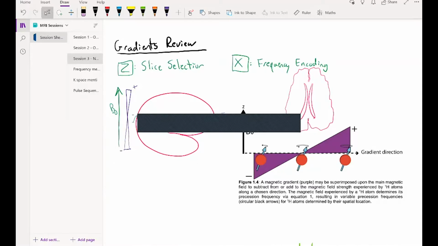What we want to do is modify the strength of that field for different hydrogen atoms, depending on where they're located in our object of interest. For me, in my research, it's the brain. For others, it could be the abdomen or the knee or what have you. We want spins or hydrogen atoms at different locations in the body to precess at different frequencies. If we modify this field strength, we can modify the precession frequency thanks to that relationship with the B0 field, and that's defined by the Larmor equation.